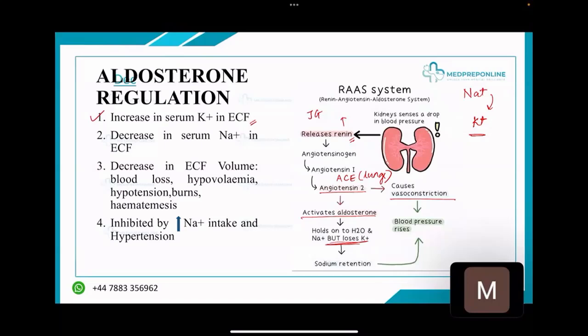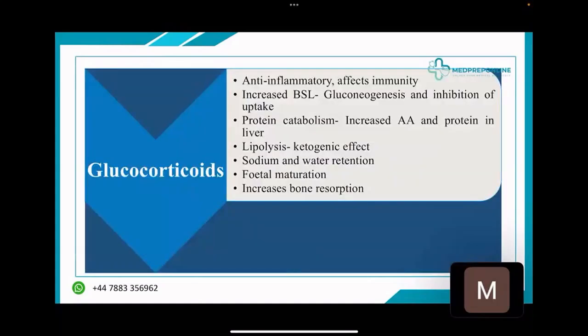and its excretion. Again, if there's a decrease in serum sodium in the ECF, if there is any condition which is causing a decrease in ECF volume, like you rightly said, if there's any blood loss, acute blood loss, if there's hypovolemia, there's hypotension, if there are burns, hematemesis, correct? And obviously now, according to this, we can determine what will be the negative feedback. It will be inhibited if there is an increased intake of sodium or in cases of hypertension.